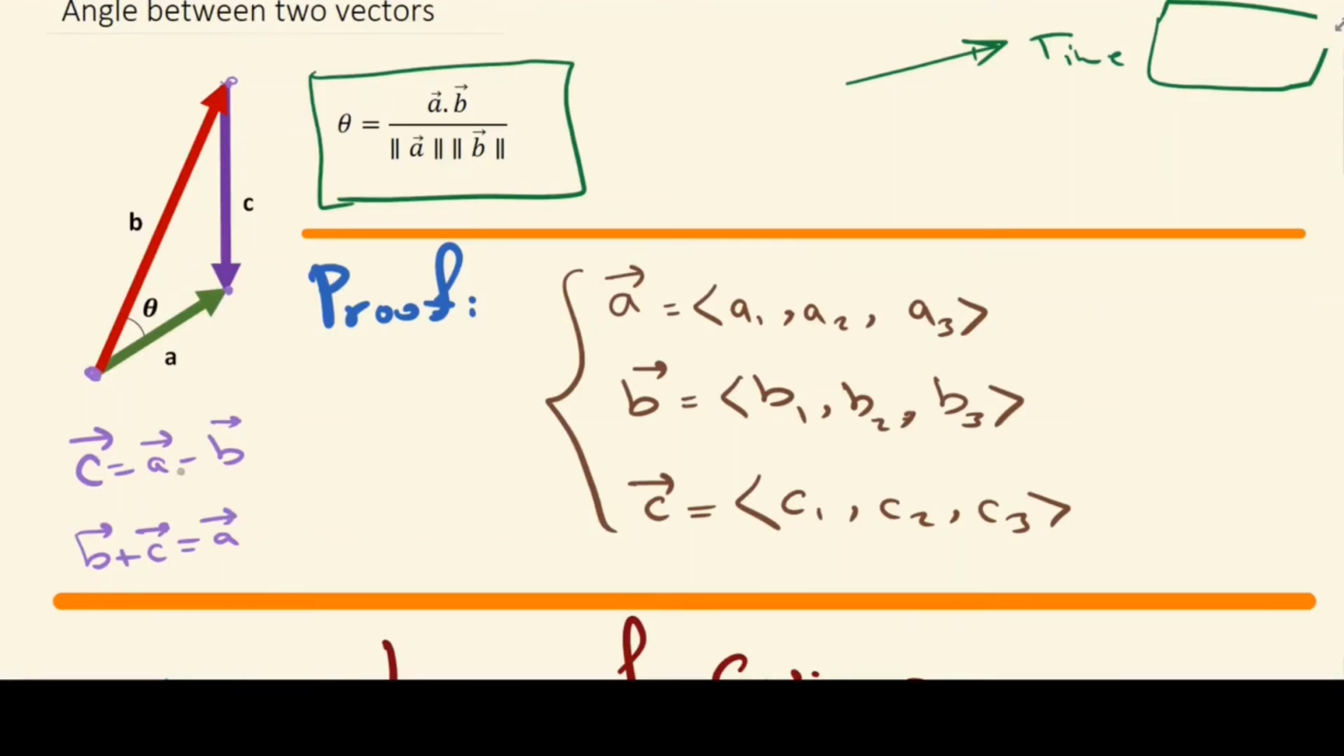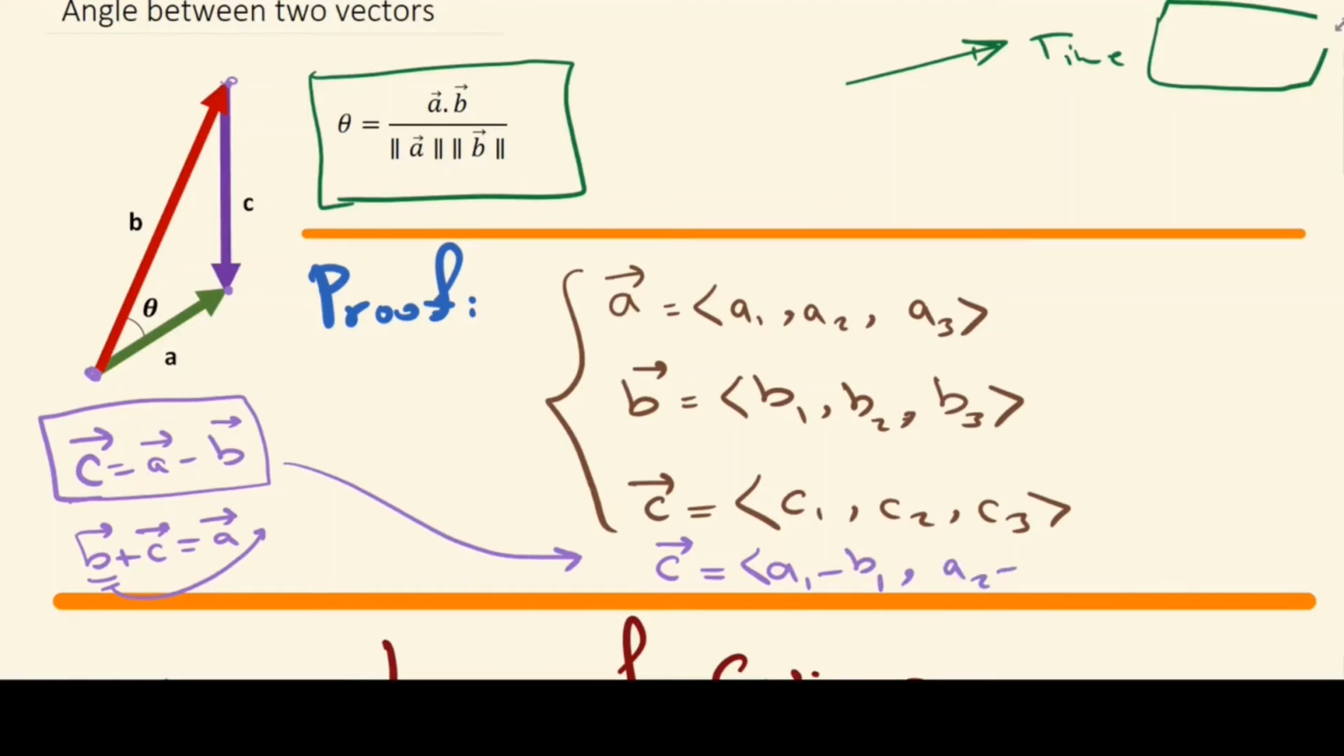So A is going to be equal to the summation of B and C, and then if you keep the vector C on the left hand side and send B to the other side, you would end up with C equals A minus B. So this expression is indeed correct, and by having these components for A and B, you could say that vector C is then the subtraction of B from A. Then the components of C will be A1 minus B1, A2 minus B2, and A3 minus B3.